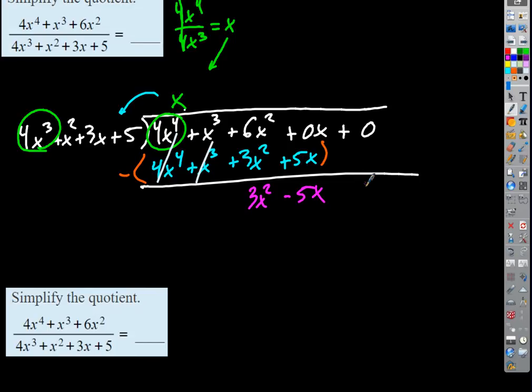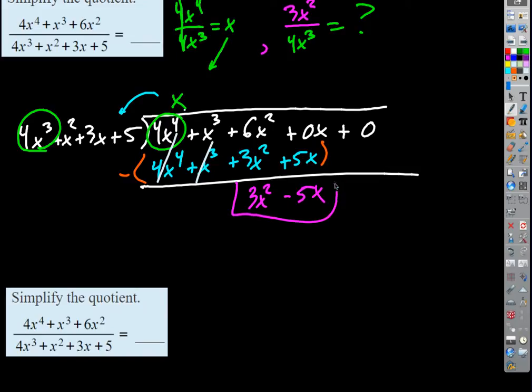Okay, what about now? Can I do 3x squared divided by 4x cubed? Doesn't work, right? Because this is a smaller power of x than that is. When I try to do 3x squared divided by 4x cubed, doesn't work. So that means this is what? The remainder, right? If I can't divide anymore, it doesn't work, then that's the remainder. What I'm left with is the remainder. The division process has stopped, right? So that was pretty quick.